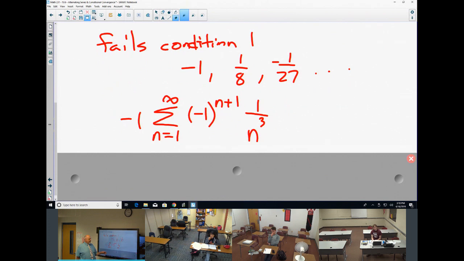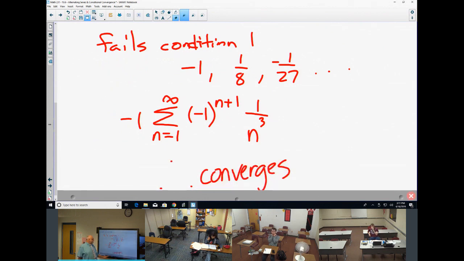Now, if we cover this up, then let's think about 1 over n cubed. Would 1 over n cubed be positive for all n? Yeah. Would they be getting smaller? Yes. Would 1 over n cubed go to 0? Yes. So then this will converge, and so -1 times that will converge.